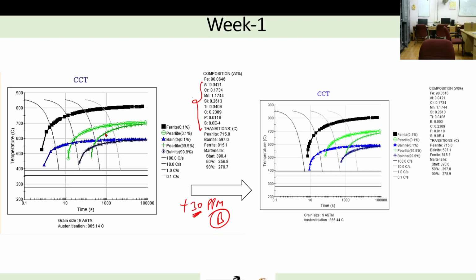That CCT curve got shifted towards the right. And due to that, for the same cooling rate we are getting directly martensite from austenite. So this is how the alloying element can shift your CCT diagram towards right or towards left. So whenever you are using a new alloy or new steel, you should understand how my cooling rate is going to change my microstructure. So using the CCT diagram you can evaluate.